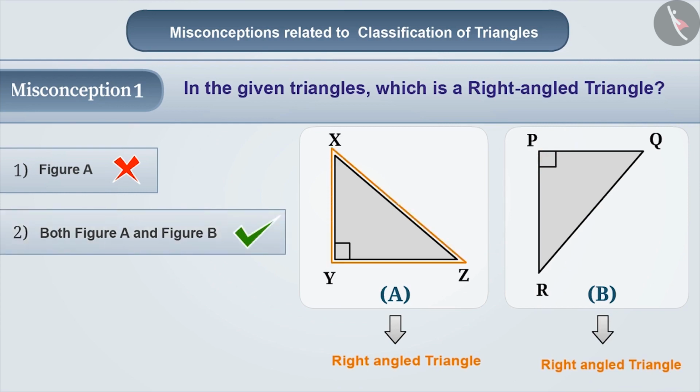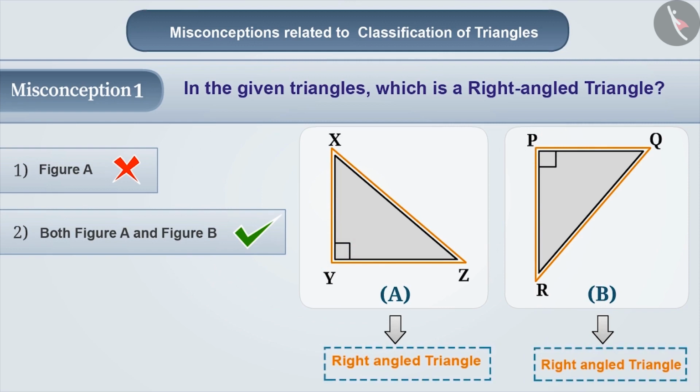Remember that a triangle can be represented in any way, but if any one of its angles is a right angle, then it is called a right-angle triangle.